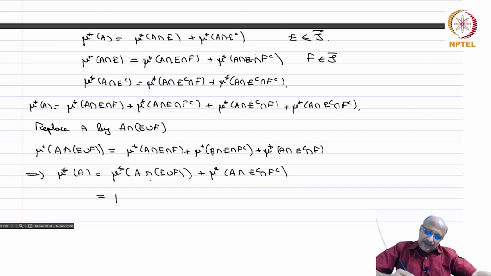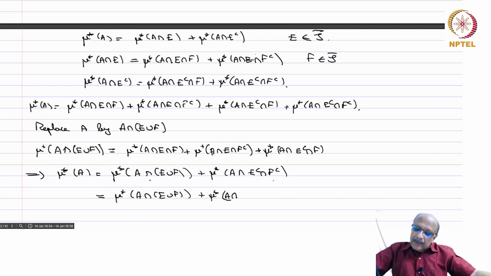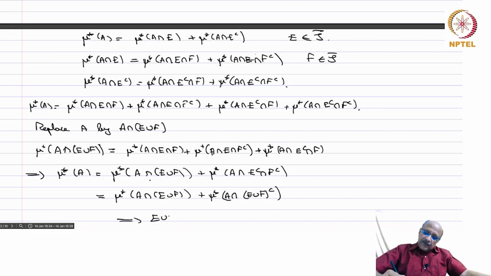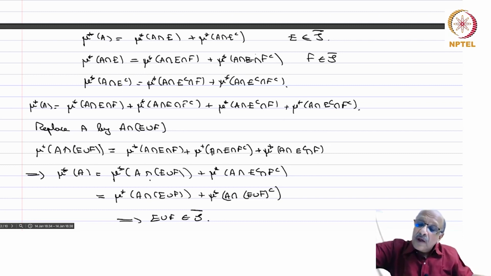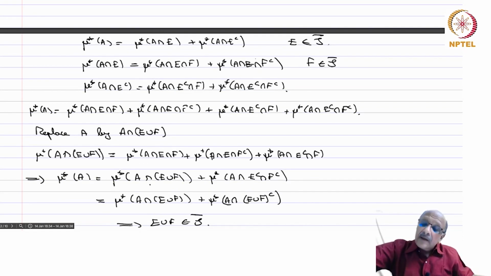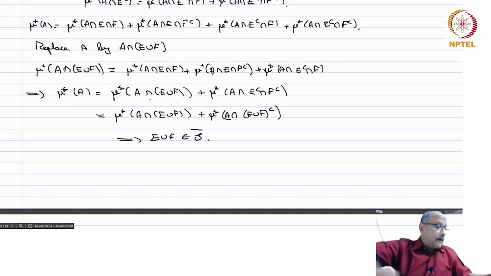But that's very nice, that's mu star of A intersection E union F plus mu star of A intersection E complement intersection F complement, which is E union F complement. So mu star of A is equal to this, and this implies that E union F belongs to S bar. So it is closed under unions. Similarly, now we will do it for the difference.